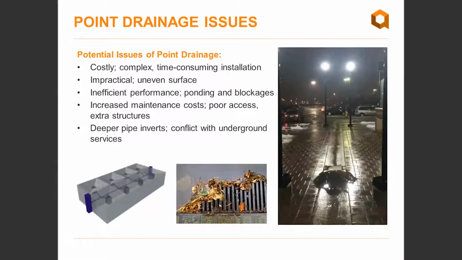Now, on this picture on the right here, you see a point drainage system with a ponding issue, which is something that can happen in locations where the surface is level or nearly level, like in that case. So if you would replace that point drainage system by a linear drainage system, then of course you would not have that ponding issue. Also, it's subject to blocking, like you can see on this picture. Leaves can accumulate, and since you have just a single interception point, you can have those problems, which do not occur with a linear drainage system.